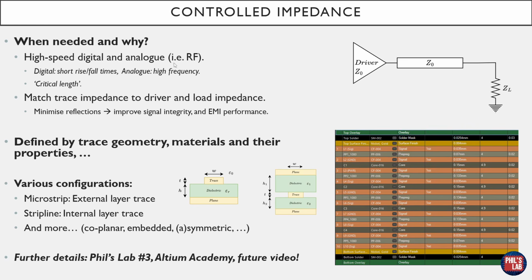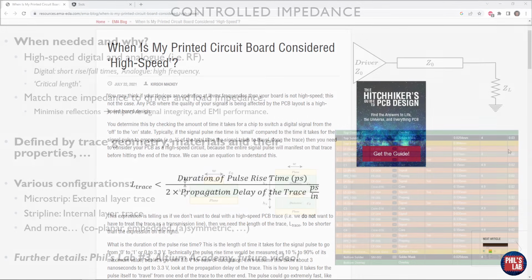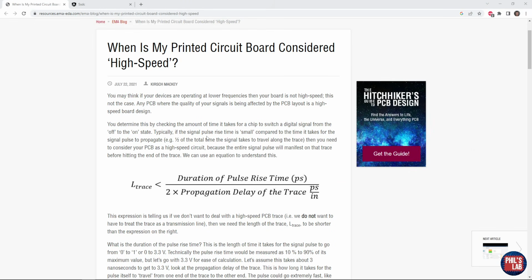This doesn't really tell us much when we need controlled impedance, but let me show you briefly what is meant by critical length, which also comes up a lot when we're talking about controlled impedance. There are many resources on defining when something is high speed, what is meant by critical length, and there are various different definitions of this. I'll leave a few links to these various resources in the description box below.